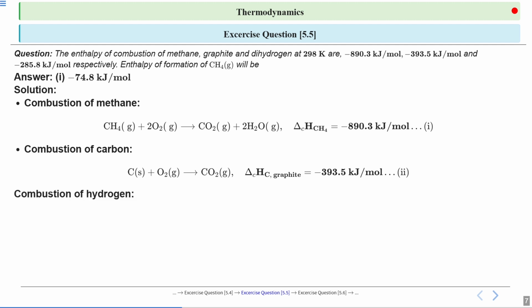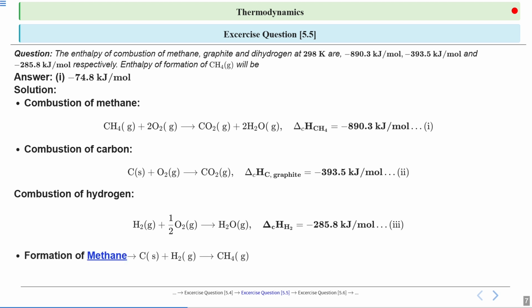Now coming to the last one, which is the combustion of hydrogen. The combustion of hydrogen is also very simple. It will give you water. And remember, you will take 1 mole of molecular hydrogen, right? The same thing applies for carbon, 1 mole of carbon, and the same for methane. The value for dihydrogen combustion is given as 285.8 kilojoule per mole. So this much energy is released. Mark it as equation number 3.